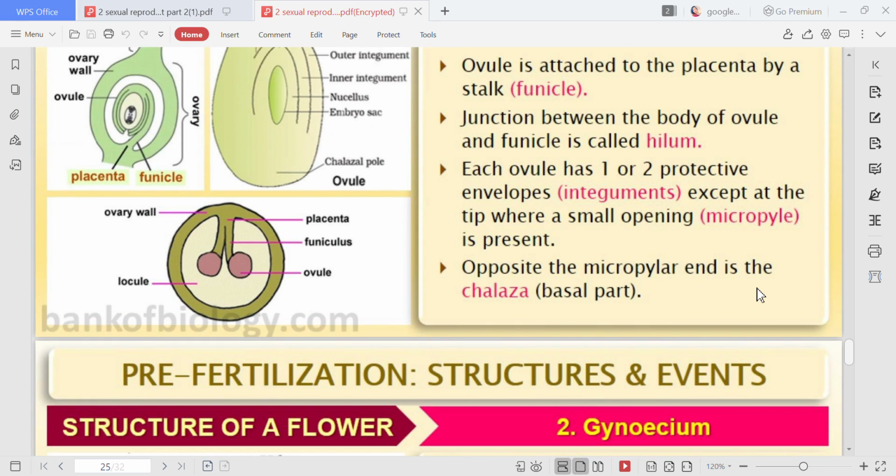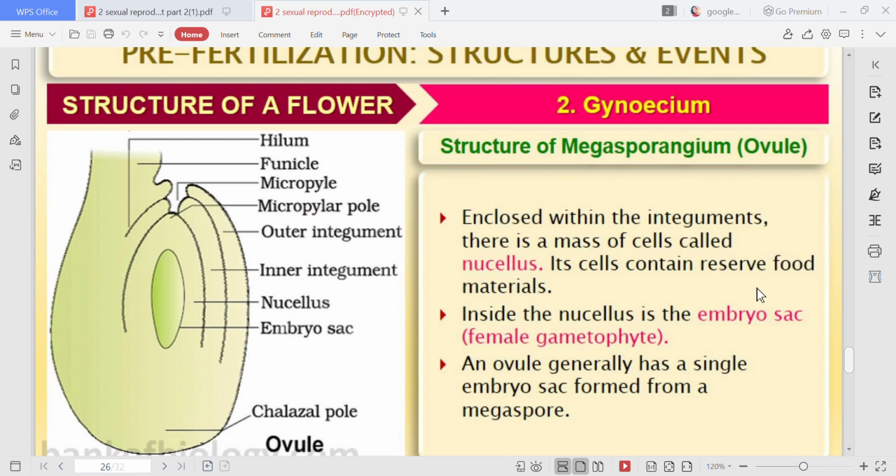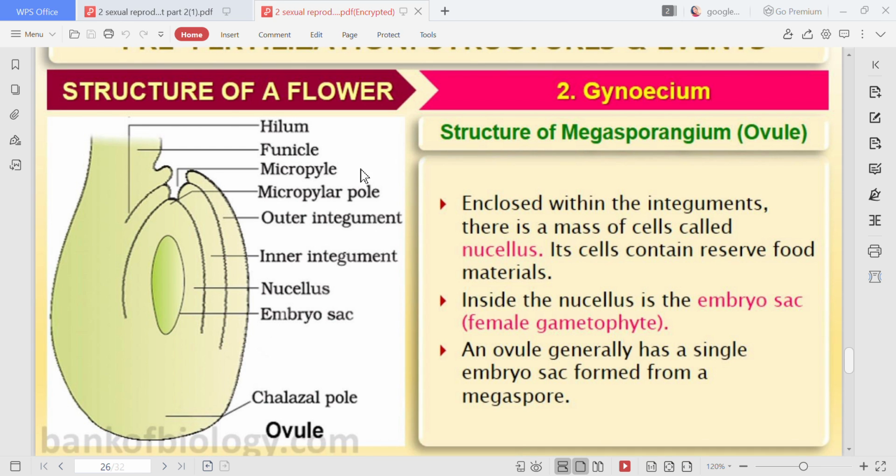Okay, then children, let's see, this has been an enlarged diagram. Again, let me show you. This is the hilum, okay, the funicle or the stalk by which the ovule will be attached to the placenta. This is the micropyle, and you see there is no integument present here. Okay, this is the micropylar pole. This is the outer integument, the inner integument, and this is the chalazal pole. Till here we have already done.